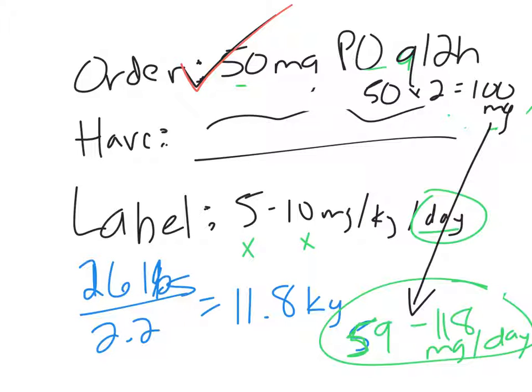So it's just a matter of simply taking your kilogram weight, multiplying it by both ends, the low end and the high end of that safe range, just to see if it's safe for your patient to take. And then just double check to make sure that it's matching up, as most of the time the safe range is given per day, so you have to look at your ordered dose the same way.